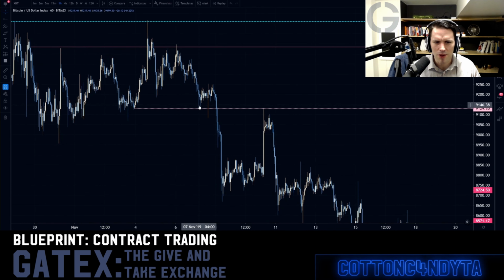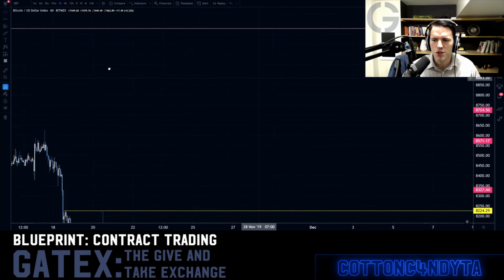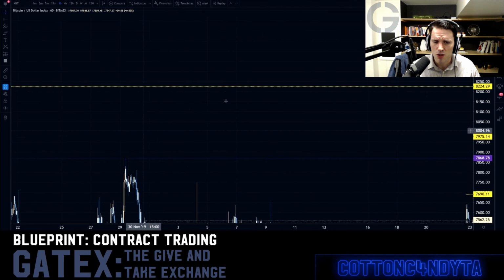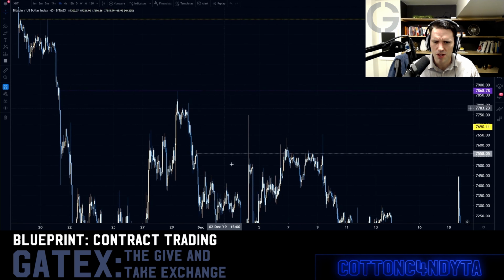Here's another example of what the data represents. Inverse level touches the inverse level. That's rejection, right? What's this? This is a breakout level. So when we break above that, it's going to break out. This is another breakout level. So when we break above that, we're going to break out, right?